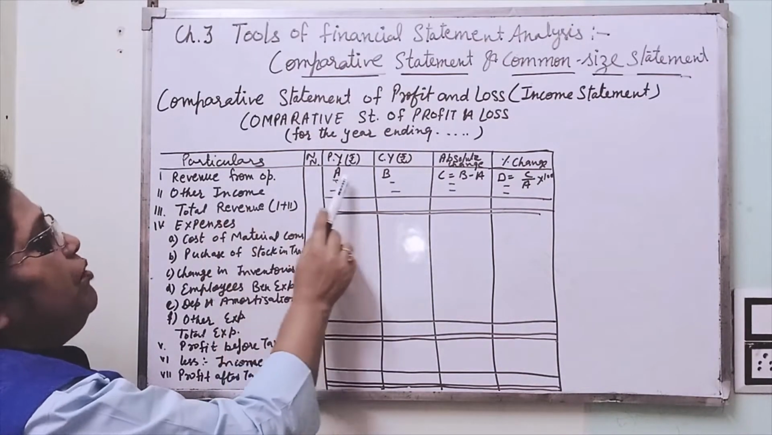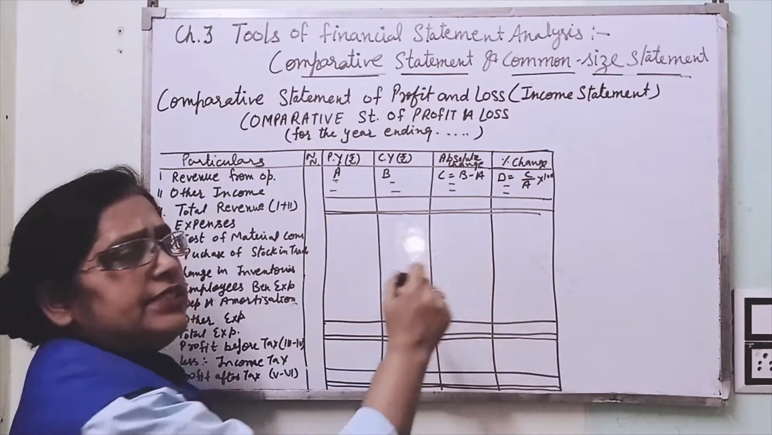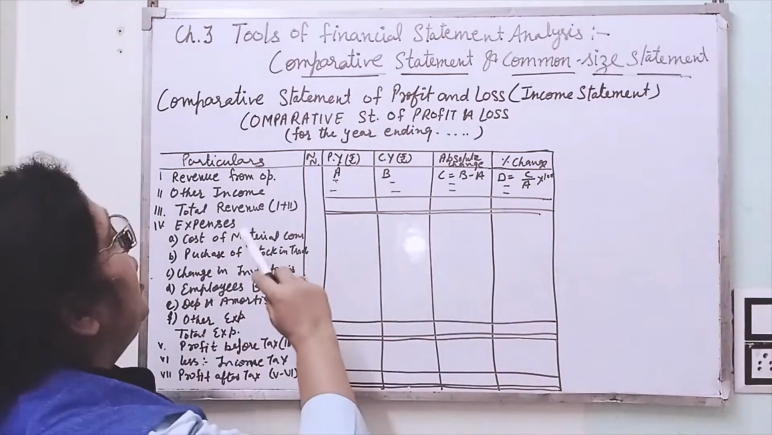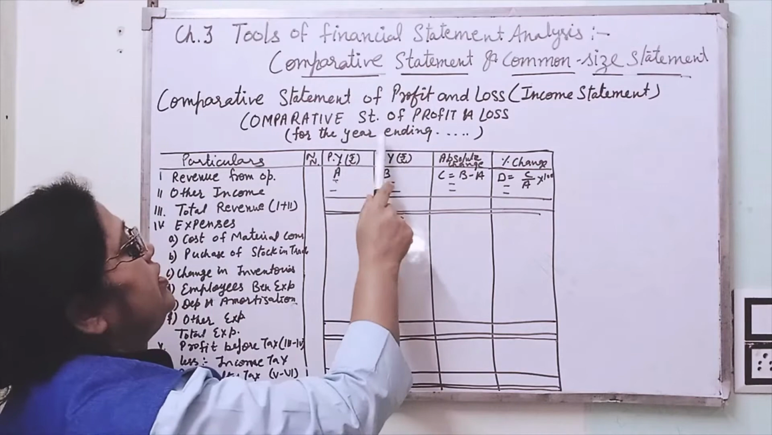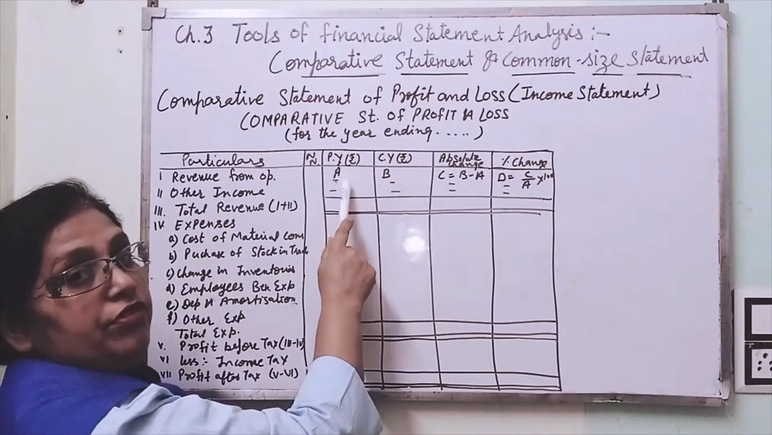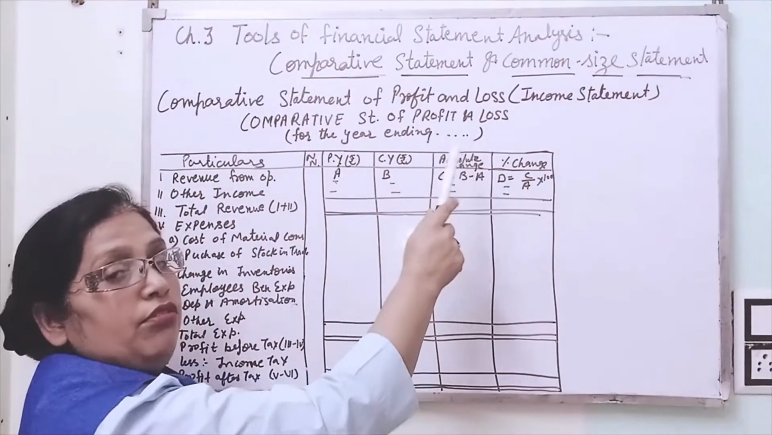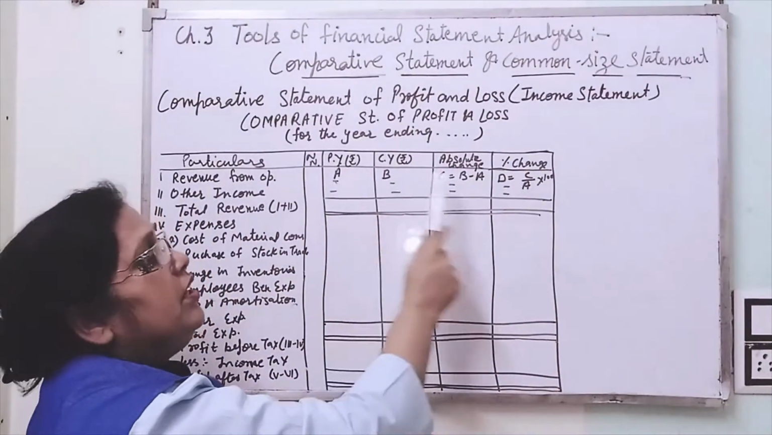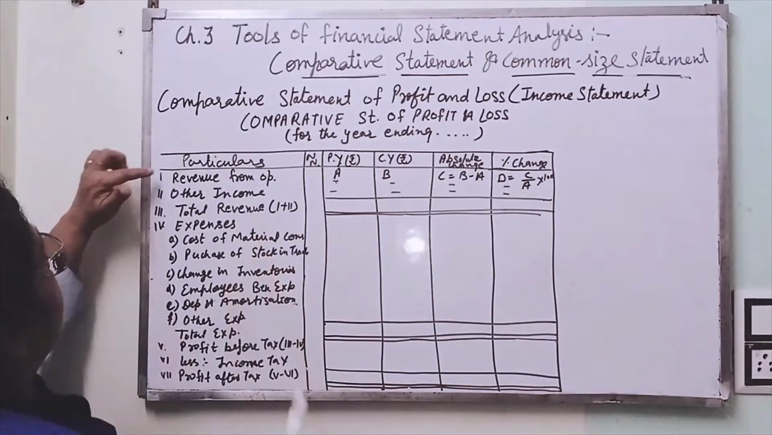First is revenue from operation. It will also be prepared in the same way as comparative balance sheet is prepared. It has the same columns, and we have to also consider in this case that we have to write first of all previous year's amount, then current year's amount, then we have to calculate absolute change, that is current year minus previous year, then we have to write percentage change. Clear?